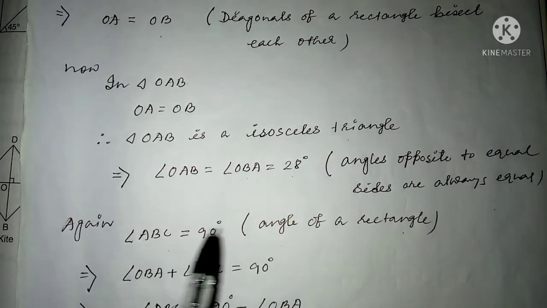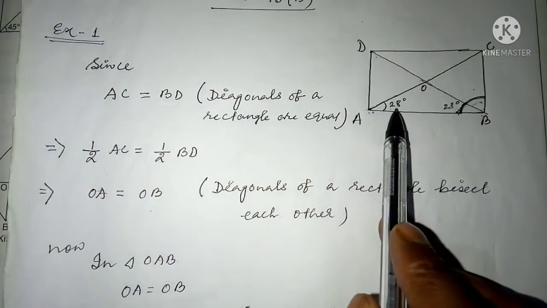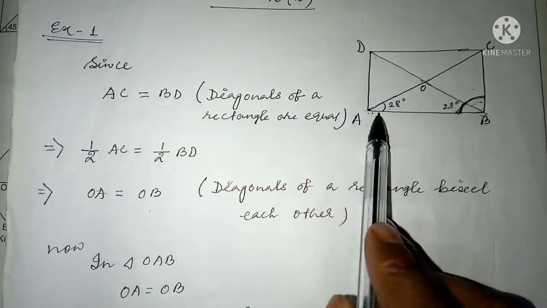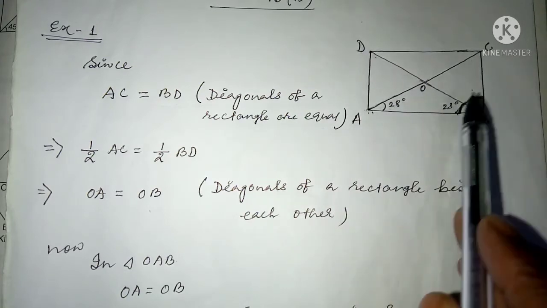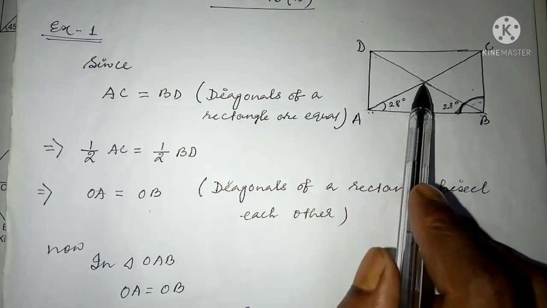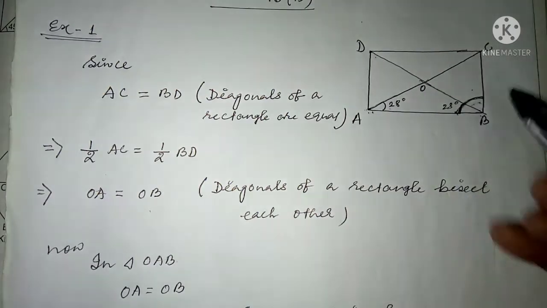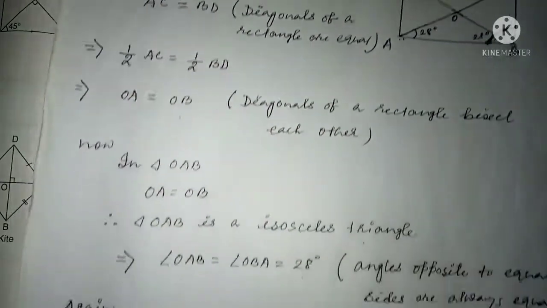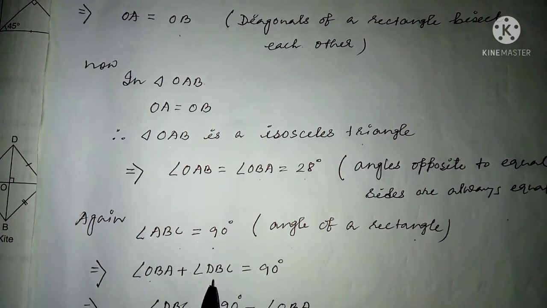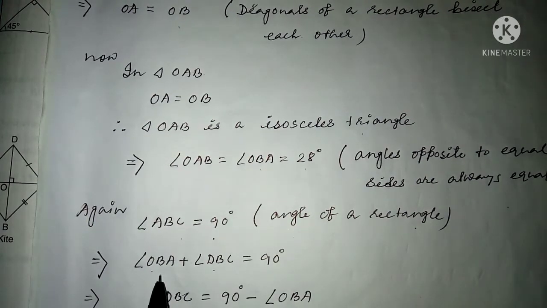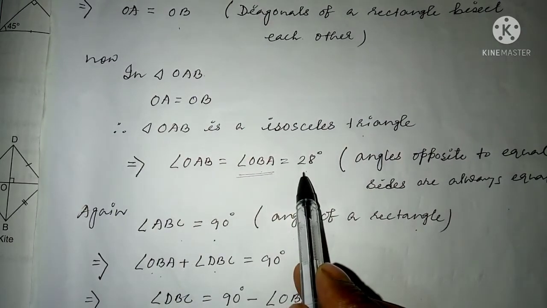Now see, this ABC is actually divided into two parts by this diagonal. One will be OBA, this angle, and another will be DBC. That means if I combine OBA and DBC together, then I will get this whole angle, isn't it? So now in place of ABC I can write OBA plus DBC. Now again see, OBA is already given, it is 28 degrees.